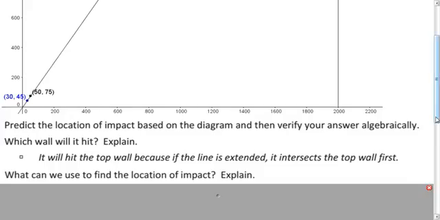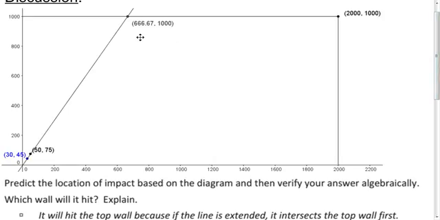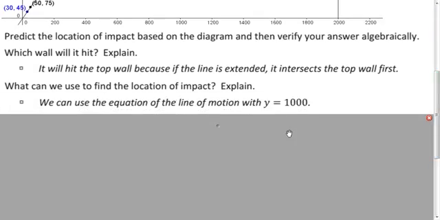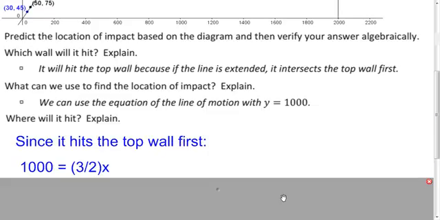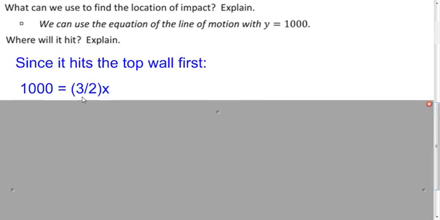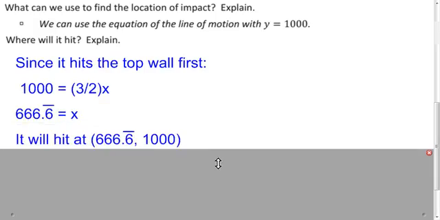So how can we figure out the location of impact? GeoGebra tells us that we get these coordinates, but how can we find them exactly using algebra? Well, we know that this horizontal segment is contained in the line y equals 1,000. Every point on this line is 1,000 feet from the x-axis. So if we plug in 1,000 for y, we should be able to figure out the x-coordinate. We plug that into our equation that we found before, multiply both sides by 2/3, and we get the x-coordinate that we were looking for.